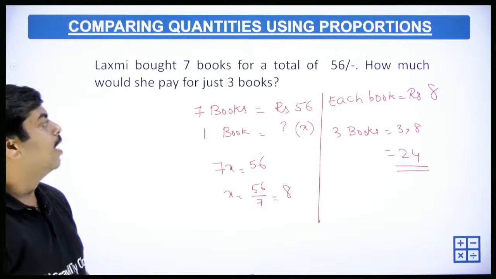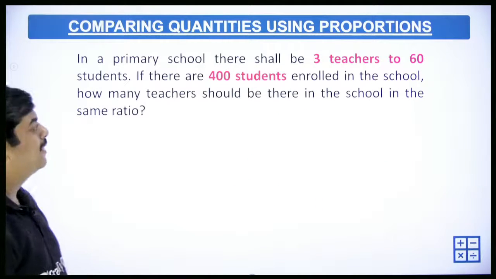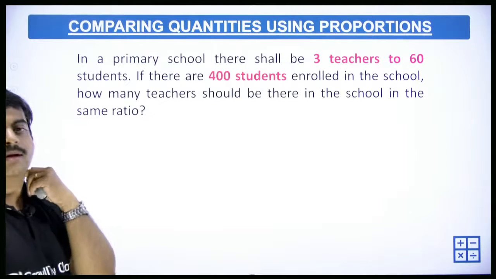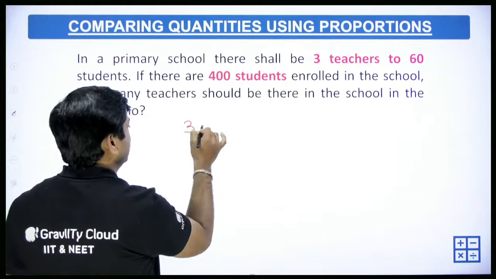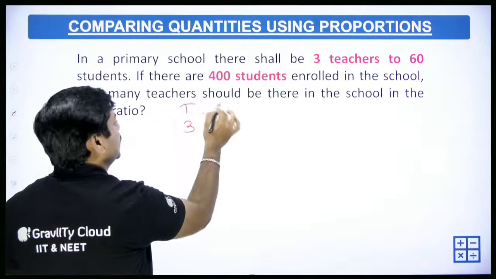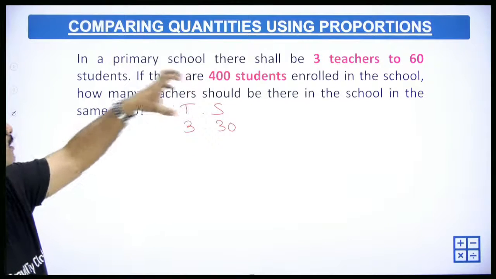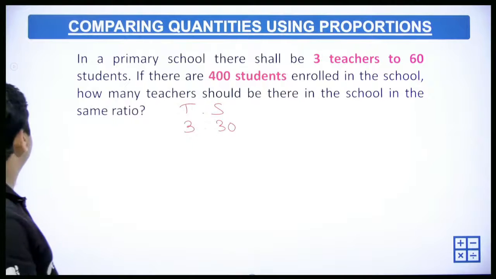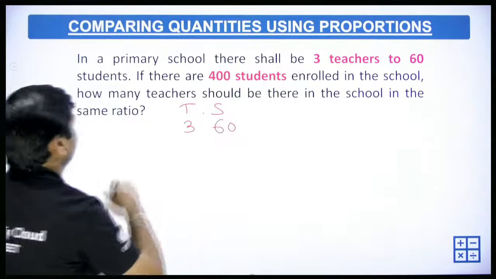Moving forward. The next question we're having: in a primary school there shall be 3 teachers to 60 students. So there is a school where for 60 students there are 3 teachers. So the ratio between teacher and student is 3:60, not 3:30.